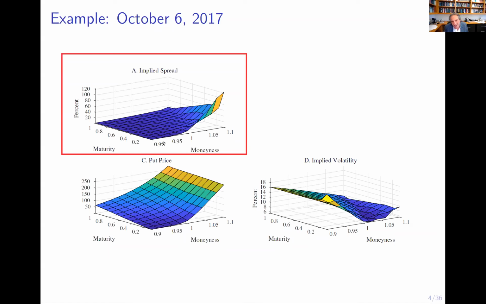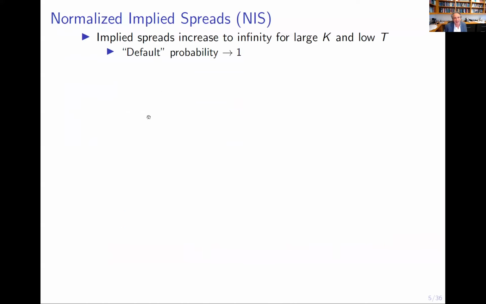Now, if you look at this, there is a problem that for very short-term options, the implied bond is essentially certain to default, meaning that you end up in the money. Therefore, the implied spread is going to diverge to infinity, because the risk goes to infinity, essentially. And so that's no good. We want to renormalize the implied spread by the probability of default. And you remember that from put prices, you can compute the probability to be in the money. It's something that has been known since forever. And so that's what we're going to do.